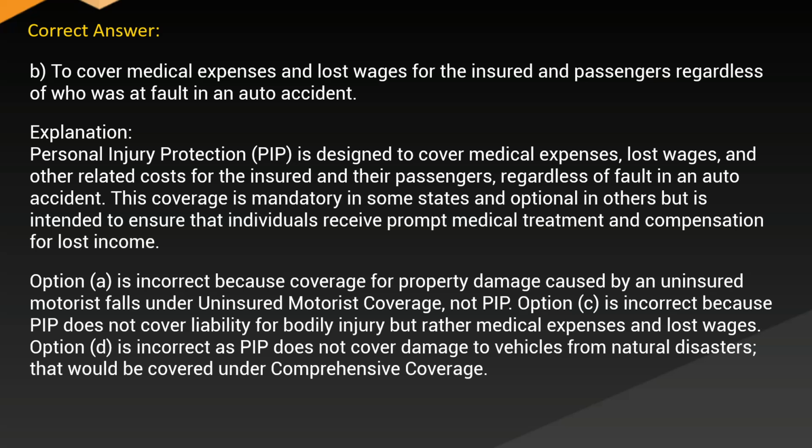Option A is incorrect because coverage for property damage caused by an uninsured motorist falls under uninsured motorist coverage, not PIP. Option C is incorrect because PIP does not cover liability for bodily injury, but rather medical expenses and lost wages. Option D is incorrect as PIP does not cover damage to vehicles from natural disasters, and that would be covered under comprehensive coverage.